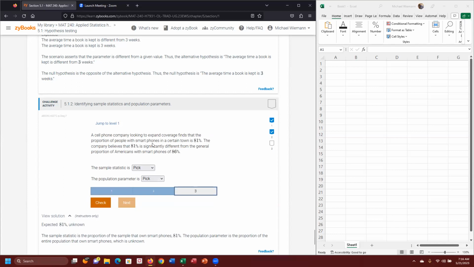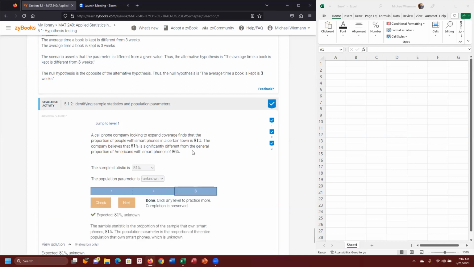Going to the last one on this here. In this instance, again, the 81% comes off the sample. The 86, that's the belief that you would do relative to the null versus the alternative hypothesis. So I'm selecting 81% out of the sample statistic. However, we do not know what the population parameter is going to yield. So that's going to be unknown in that instance. Check it. And we've got our 5.1.2 challenge activity completed.